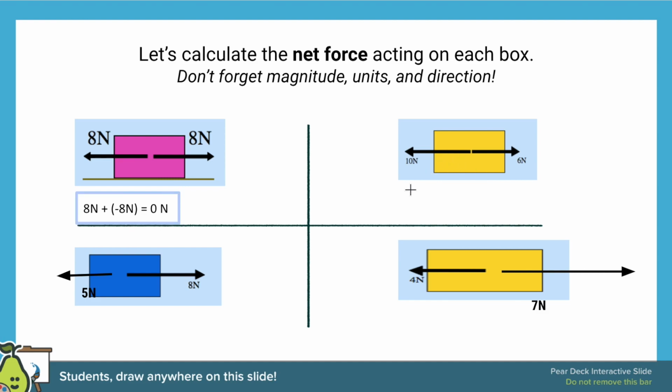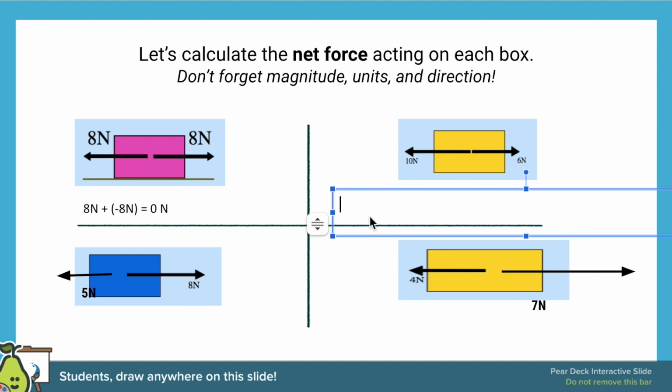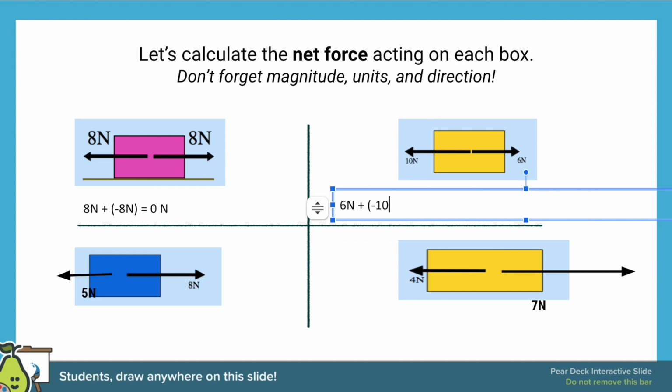All right, this one. We have 6 newtons to the right, so that's a positive 6. And we add it to negative 10 newtons, to the left. That's the same as 6 minus 10, which gives us negative 4 newtons. Negative 4 implies it's to the left, or we could write this just as 4 newtons left.